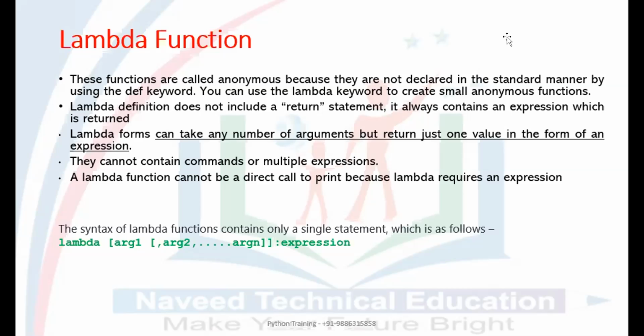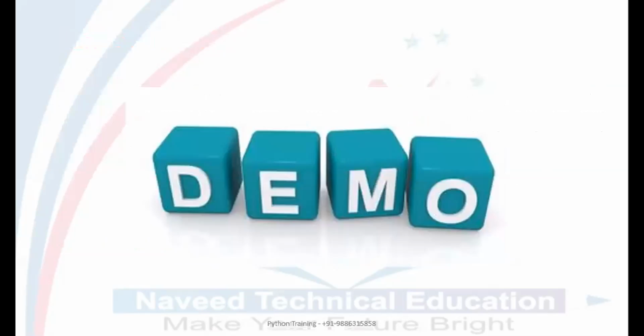A lambda function cannot be a direct call to a print because lambda requires an expression. So you cannot directly put a print. I will show you all this. This is the syntax of a lambda function: first you give the keyword lambda, then provide the argument, then a colon, and then the expression. Let's have a look at a demo for a better understanding.